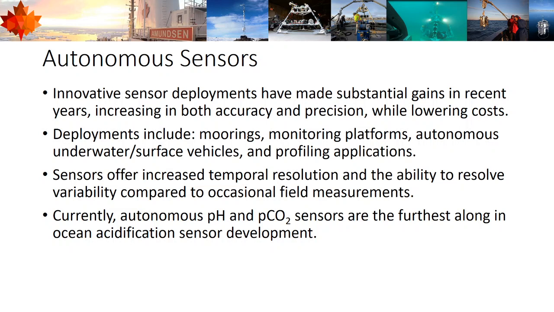Sensors offer an increased temporal resolution and the ability to resolve variability compared to occasional field measurements. The resolution that sensors are able to collect over deployment intervals is something that field measurements could never capture or would cost an absurd amount. So currently, autonomous pH and pCO2 sensors are the furthest along in ocean acidification sensor development. And we're just going to be touching on a handful of ocean acidification sensors that are available. We're going to be looking at how they work, what they can be used for, and we're just going to start with pH sensors.